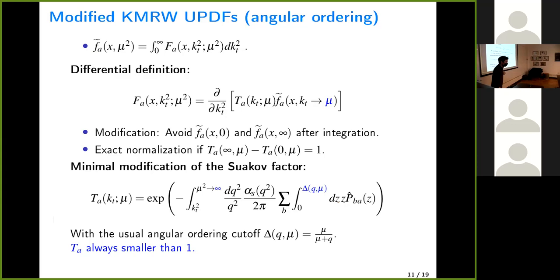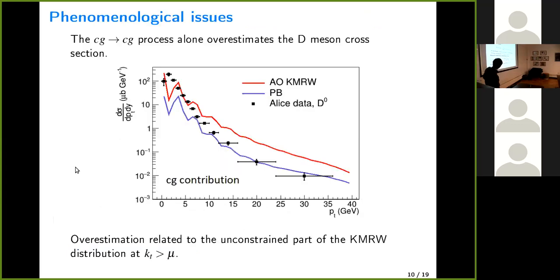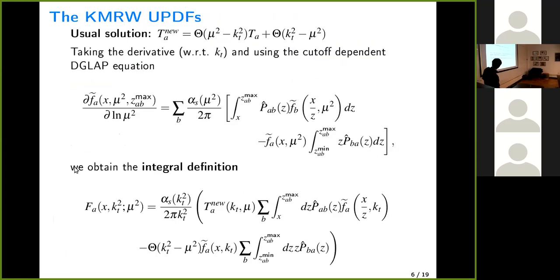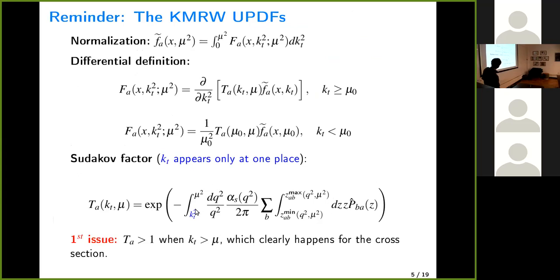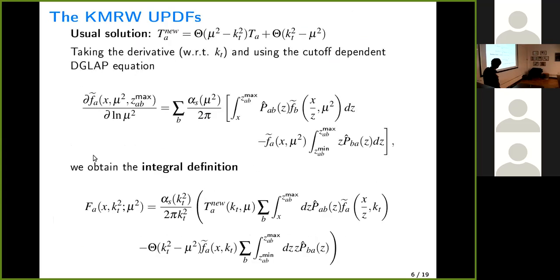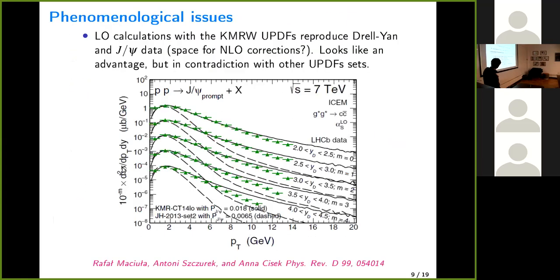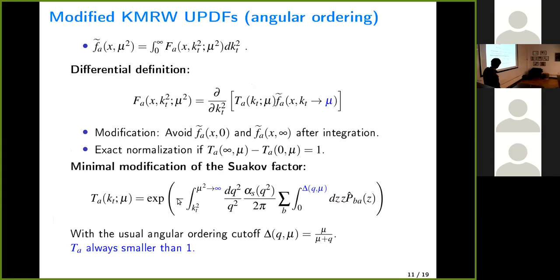Always smaller than one. Yes, because before they were using this expression, and it was larger than one when kt square was larger than mu square. Now it's simply impossible.